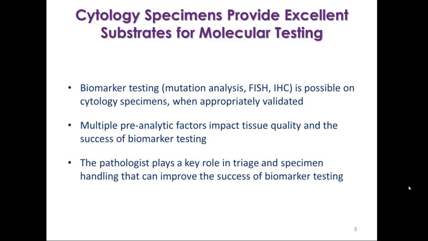Another important issue is that there are multiple factors that impact the tissue quality. Since you're using many different types of pre-analytics in these cytology specimens, it's important to realize that different pre-analytics will impact the quality of the tissue and the downstream testing. So recognizing these factors is also important. And as the pathologists, we are the ones that are triaging the tissue and handling the tissue. So we actually play a really important role in improving the success of biomarker testing.